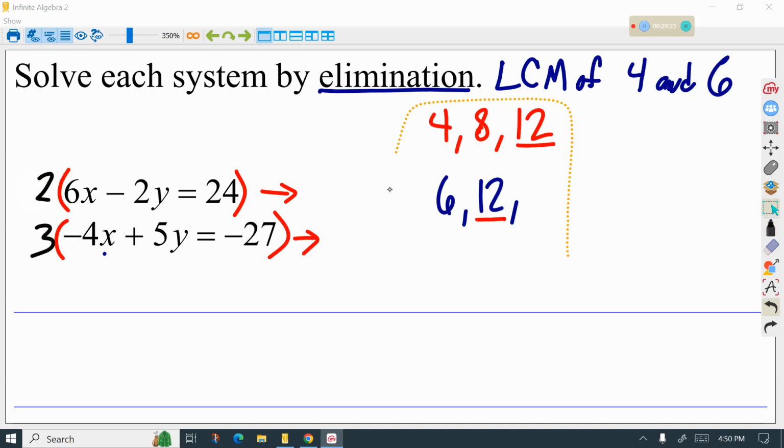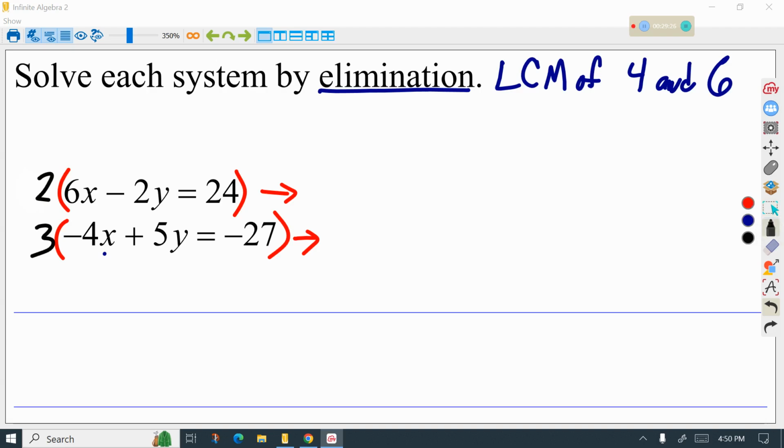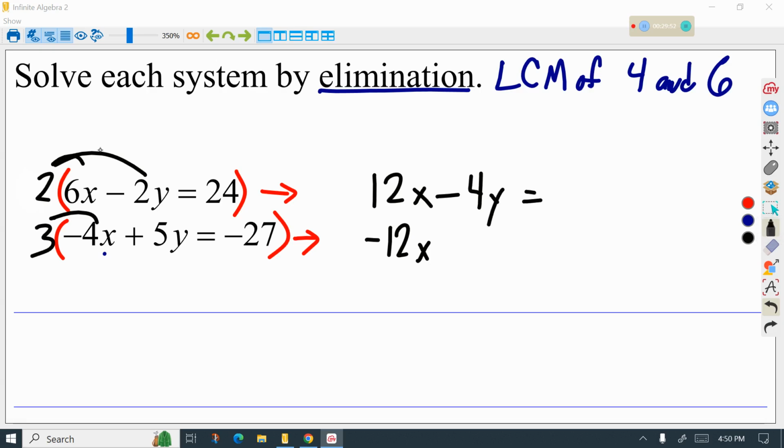But most importantly, look at what's actually going to happen. Because we have a negative 4 right there, this one is going to turn into a negative 12x when I do this times that. But also, the 2 times the 6x is going to give me a positive 12x, and those will be able to eliminate each other. So now I'm just going to finish up the multiplication. We do 2 times the negative 2, and that's going to give me negative 4y, equals 2 times 24, and that gives me 48, so that number increased a little bit.